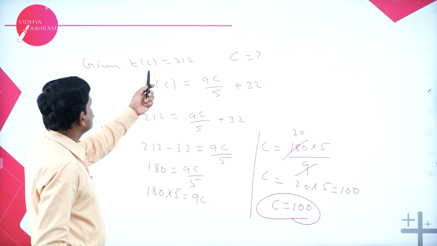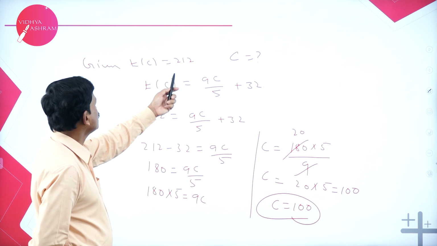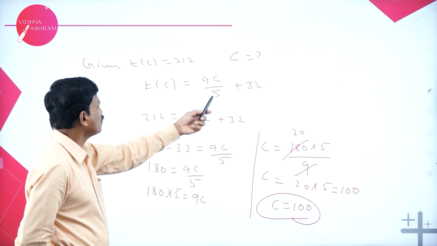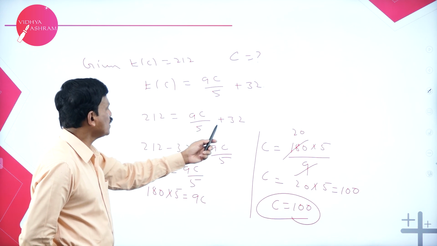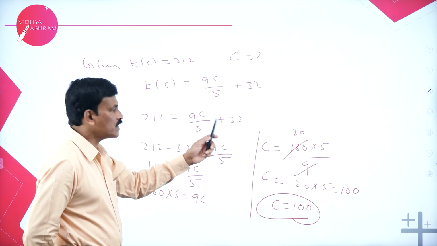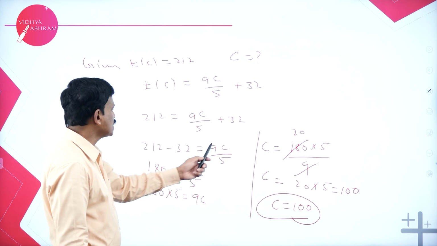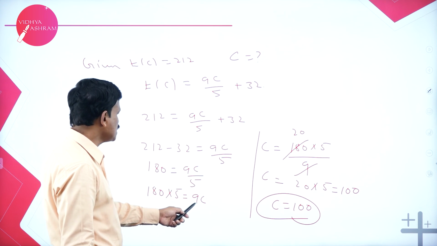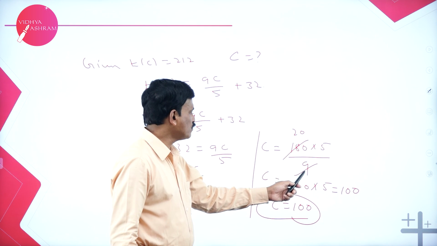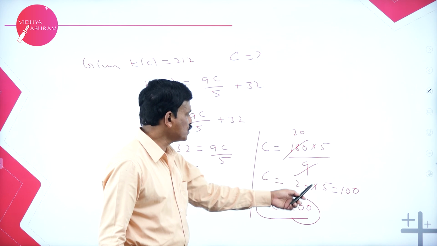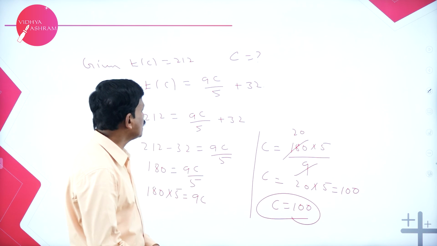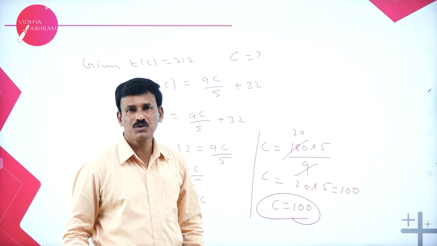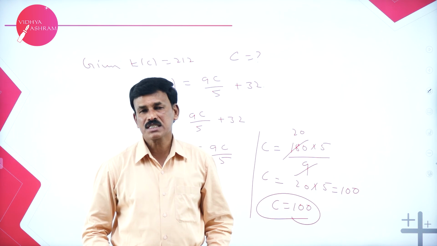See here, T of C is given. T of C is equal to 212. What is required to find is C. Now, what is the relation? T of C is equal to 9C by 5 plus 32. 212 is equal to 9C by 5 plus 32. Just bring this to the left hand side. 212 minus 32 is 180, which is equal to 9C by 5. Cross multiply it. 180 into 5 is equal to 9C, or C is equal to 180 into 5 divided by 9. 9 twos are 18, so 20 remains. 20 into 5 is 100. So, C is equal to 100. So, when C is equal to 100, T of C is equal to 212. Hope you followed this. This is a very simple and important problem.